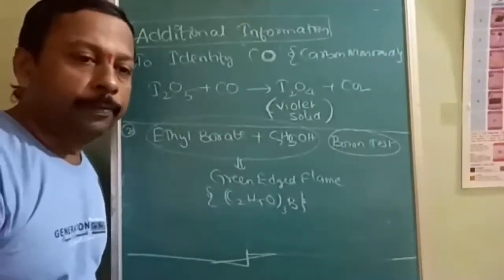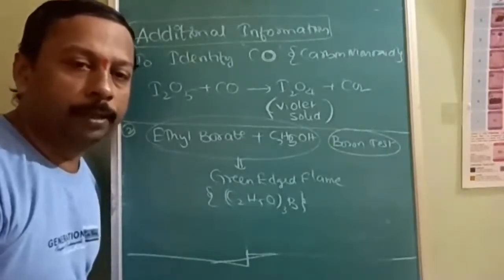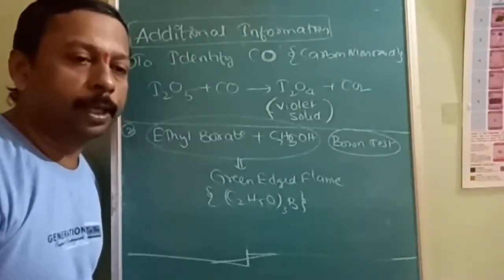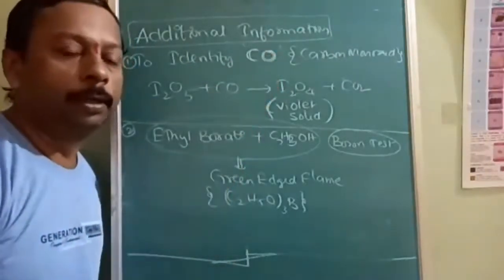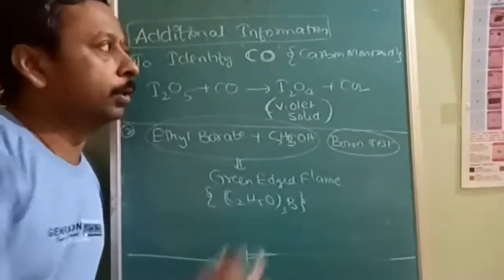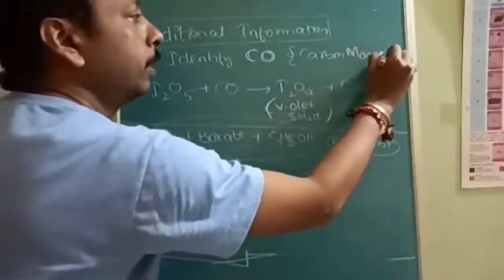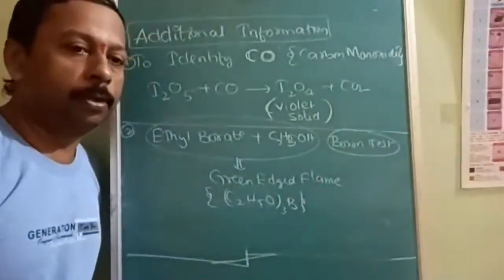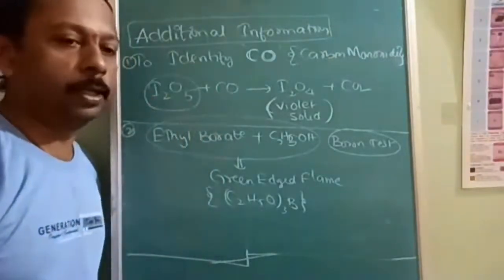After the fifth group identification, there are two key points you have to remember. What are the two points? First, in some cases, other than carbon dioxide, carbon monoxide may also be evolved. To test whether carbon monoxide is evolved or not: the evolution of carbon monoxide is identified by using iodine pentoxide, I2O5.